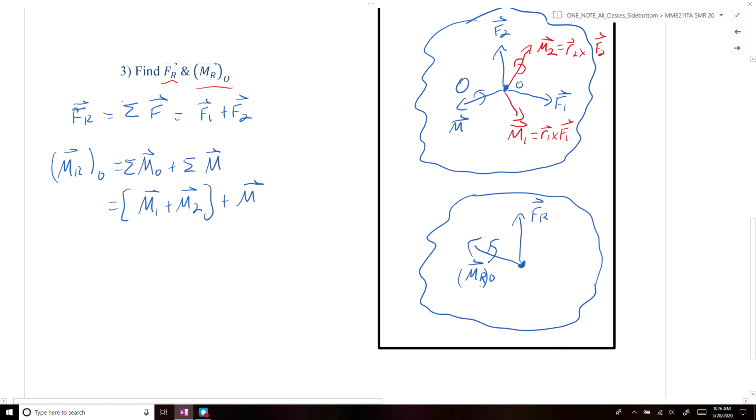Please note that when you do the simplification, the value of your resultant force won't change, but the value of your resultant moment is only valid at point O. If you change the location of the point, your resultant moment will change.